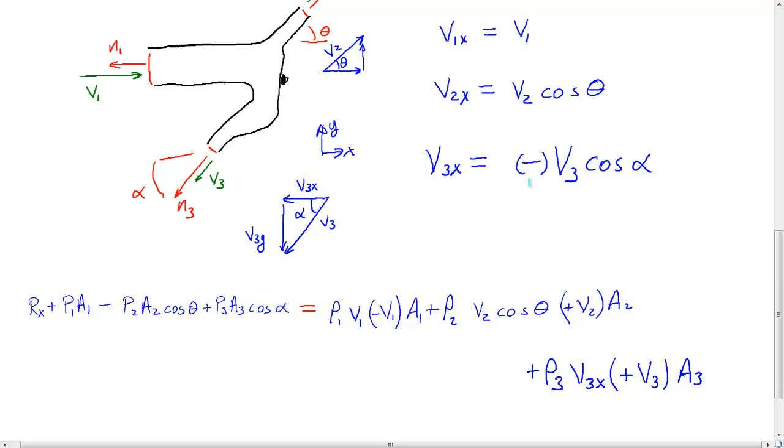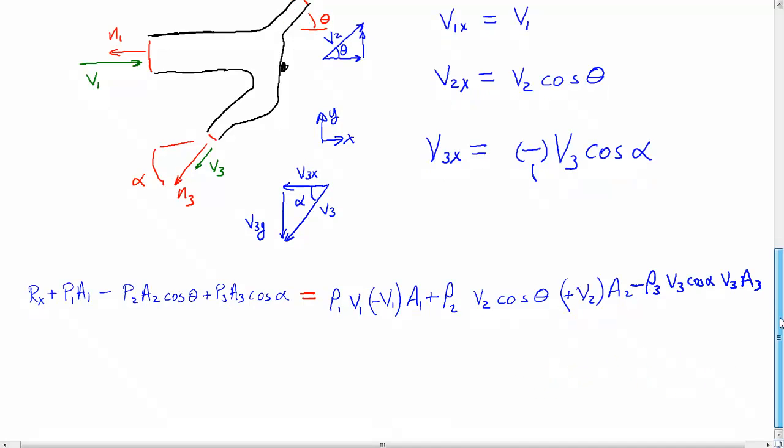Now I've got to insert this one. What I'll do there is insert that one by hand, so to speak, because it may take a little bit more to do that. So I'll say rho 3, but what I have is a minus sign getting carried down, minus rho 3 V3 cosine of alpha times another V3 times A3. So that takes care of all these terms.